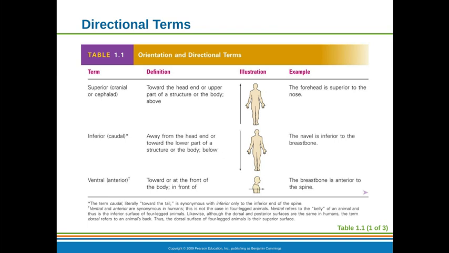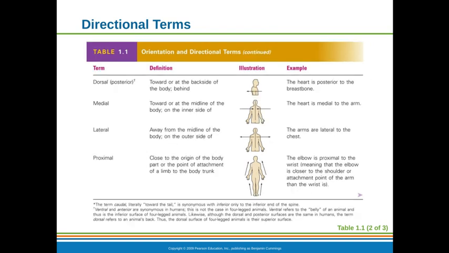Ventral being towards the front of the body. Okay, so we see this arrow pointing towards the front of the body. We see dorsal or posterior being toward the back side of the body. Medial towards the midline, lateral away from the midline.